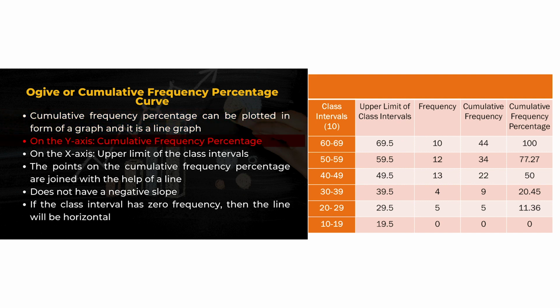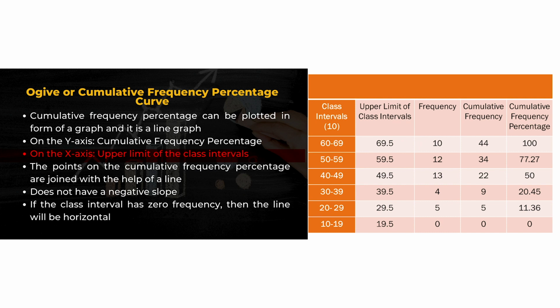On the y-axis, we have cumulative frequency percentage. On the x-axis, we have the upper limit of the class intervals. So if you see from these graphical representations, the class intervals are important. Deciding on the upper and lower limit is also very important, because, for example, in a histogram or in the frequency polygon, we have class intervals, right?